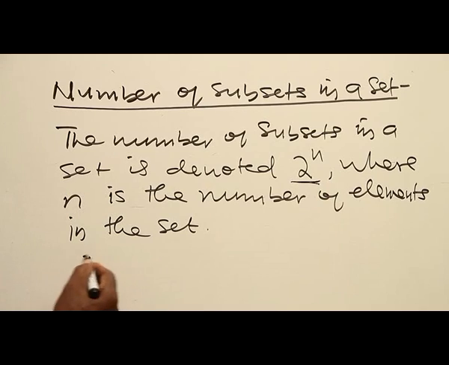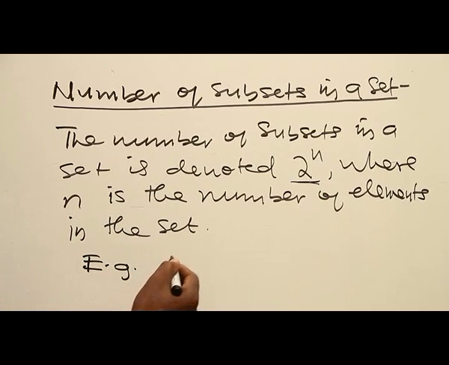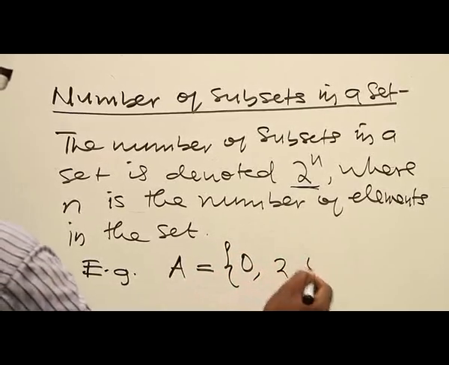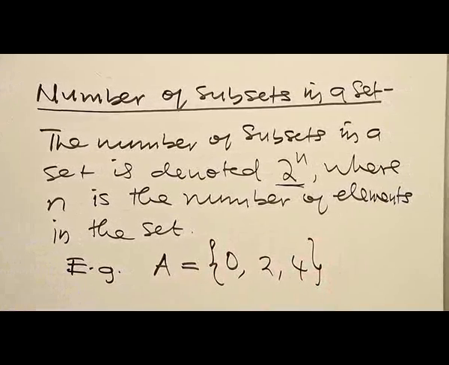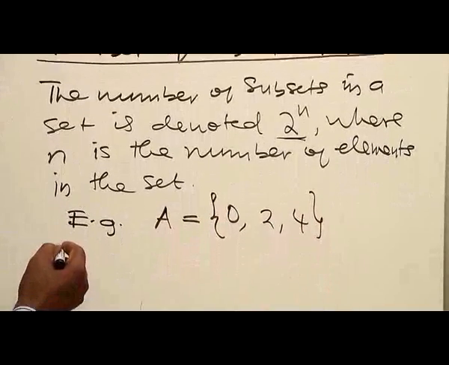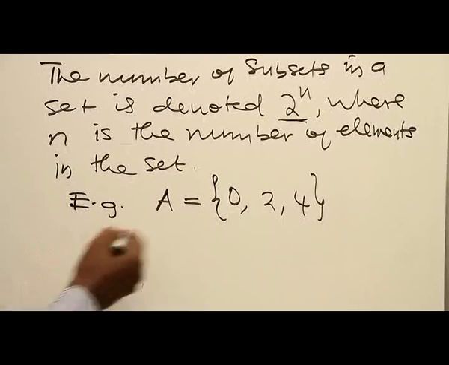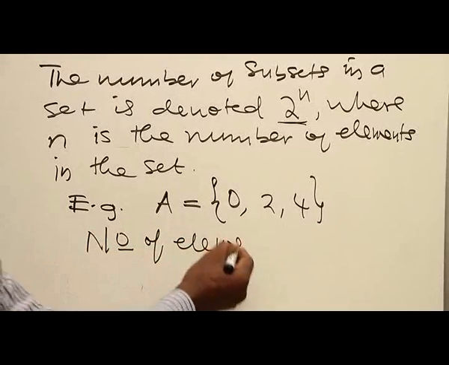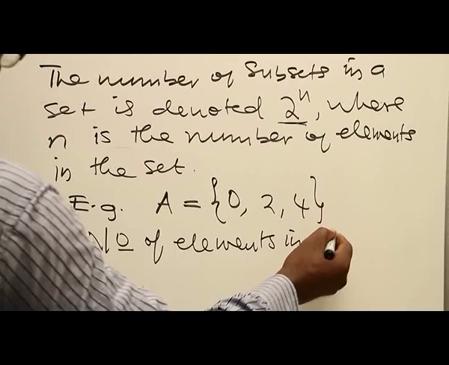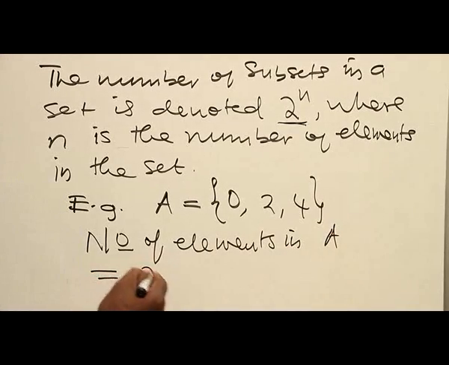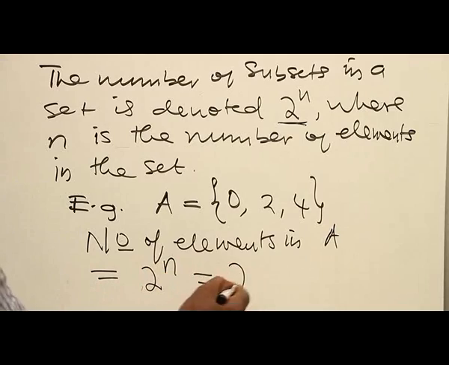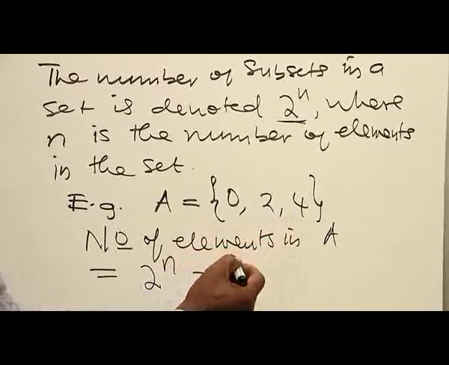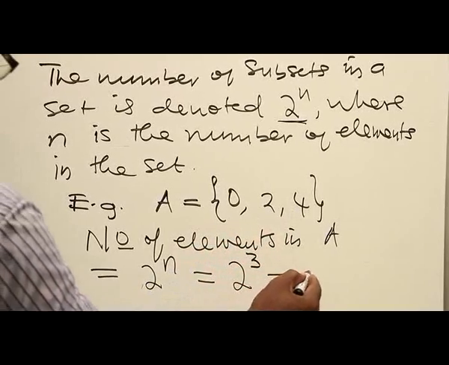And let me give you an example of what we are saying. Here is the set A, and it contains the elements 0, 2, and 4. And I ask you, find the number of subsets in the set A. So the number of subsets in A will be equal to 2 raised to power n. Our n is the number of elements there, and they are 1, 2, 3, so 2 raised to power 3, and that will be equal to 8.